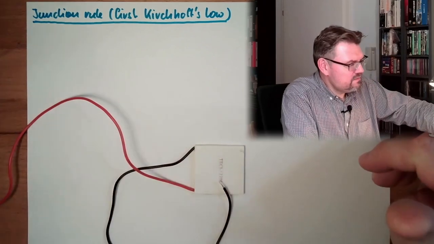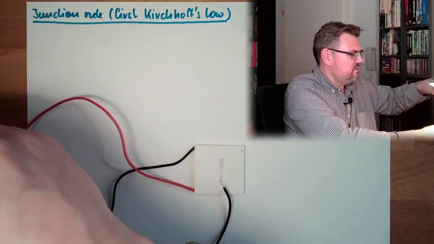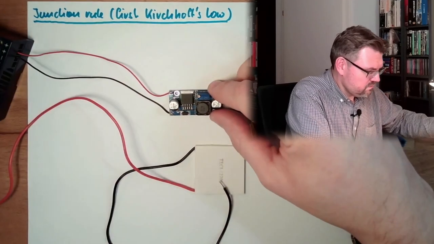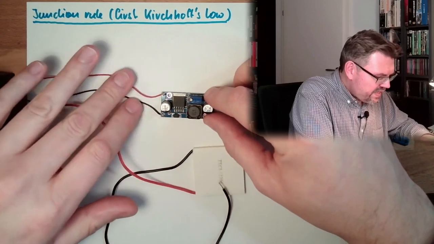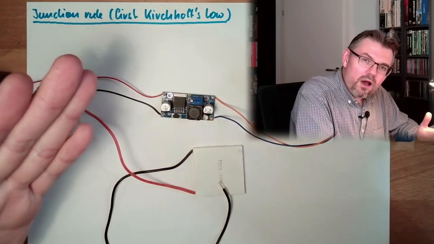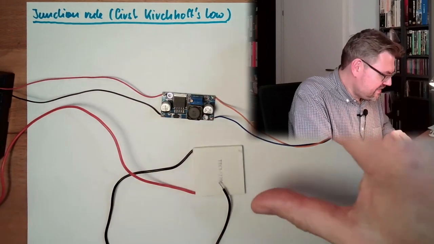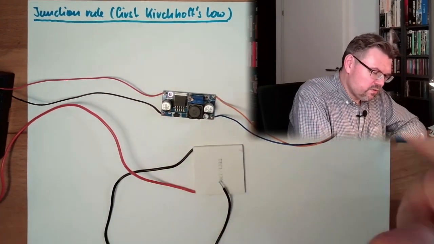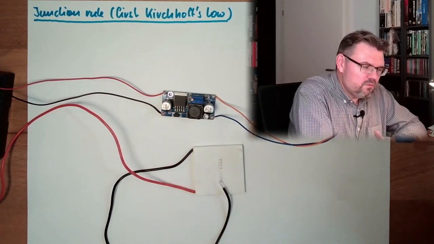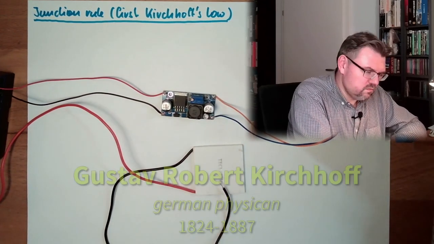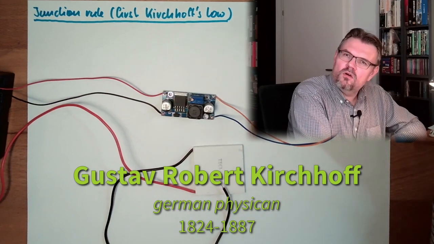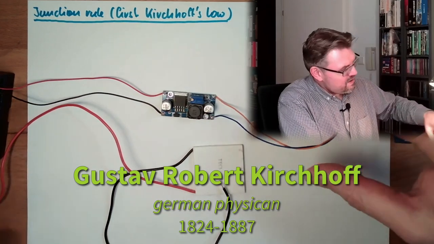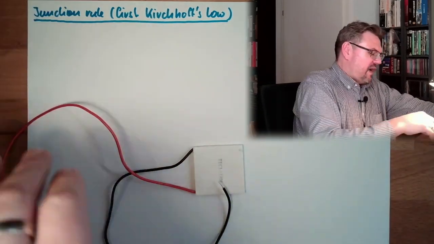This is how this is working. Like here, this device, this device. Whatever is entering somewhere must go out somewhere. And this is already a law. This law was found or postulated by Kirchhoff, and it's called Kirchhoff's first law, the so-called junction rule. And I will write this down now.